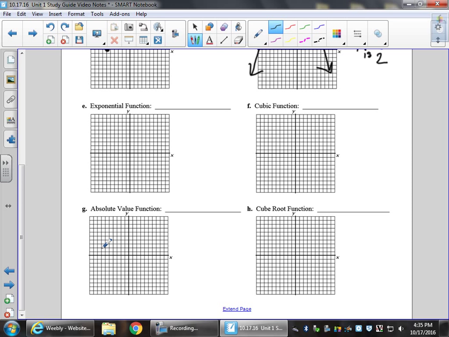Exponential functions. I'm going to give you a second. If you haven't actually gone and gotten out your parent function chart, I'm realizing you could have been using this as a reference the whole time we've been talking. So I will wait a second while you go get your parent chart.